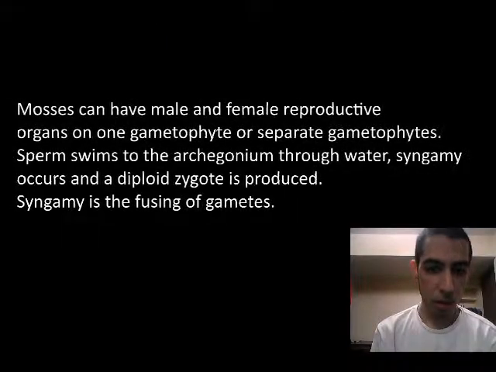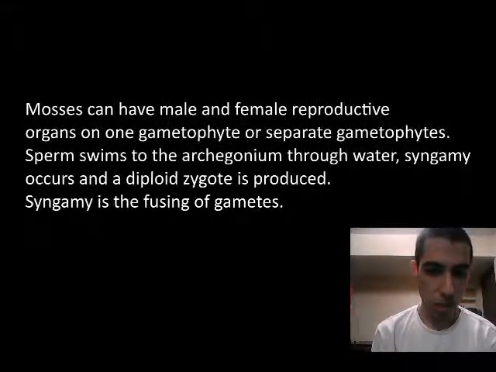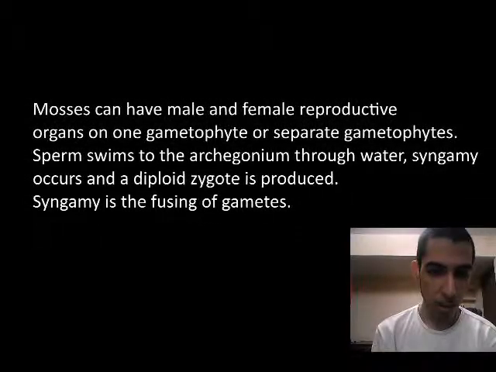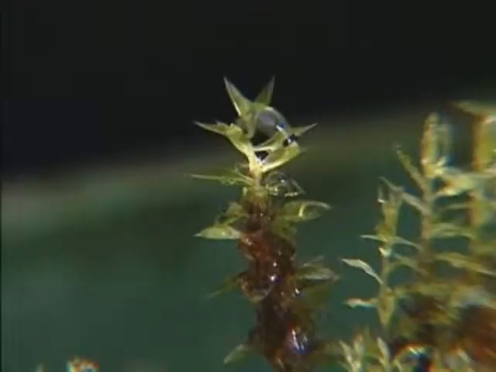Mosses can have male and female reproductive organs on one gametophyte or on separate gametophytes. Sperm swims to the archegonium through water. Syngamy occurs and a diploid zygote is produced. Syngamy is the fusing of gametes.